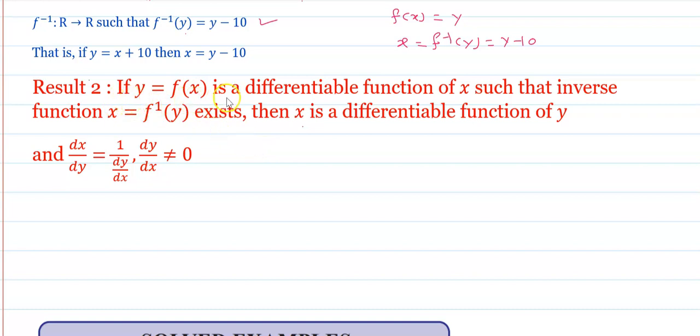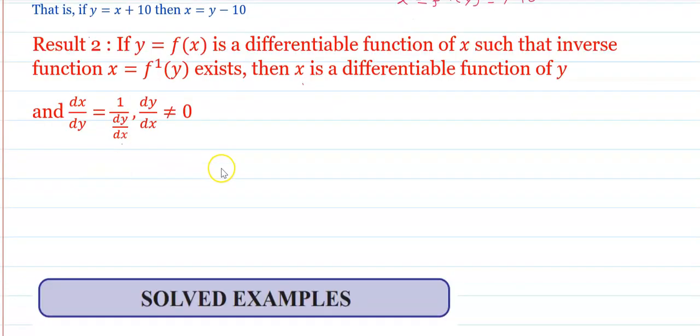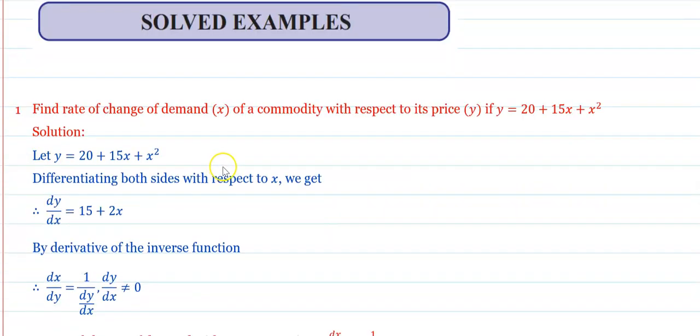If y is equal to f of x is a differentiable function of x such that inverse function x is equal to f inverse of y exists, then x is a differentiable function of y. Means x is a function and y is a variable. It can be written as dx upon dy is equal to 1 upon dy by dx, where dy by dx is not equal to 0. According to this rule, we will find out the derivative of the inverse function. Now the solved example.